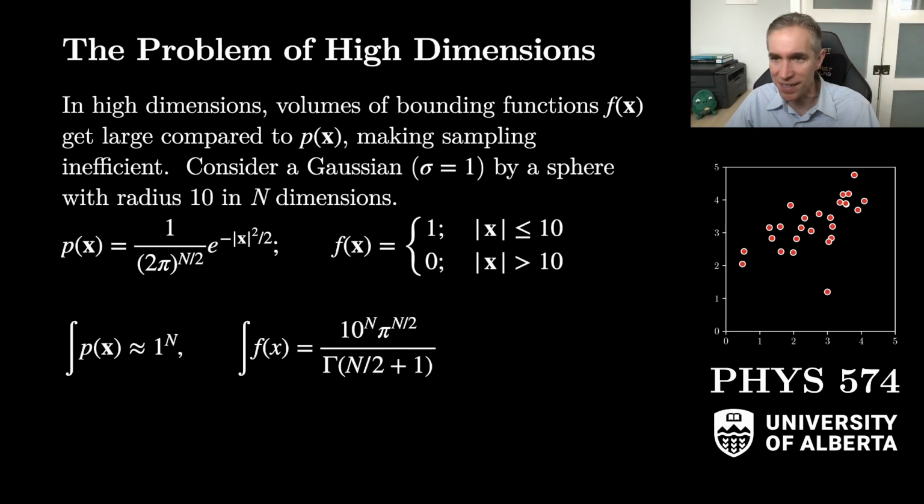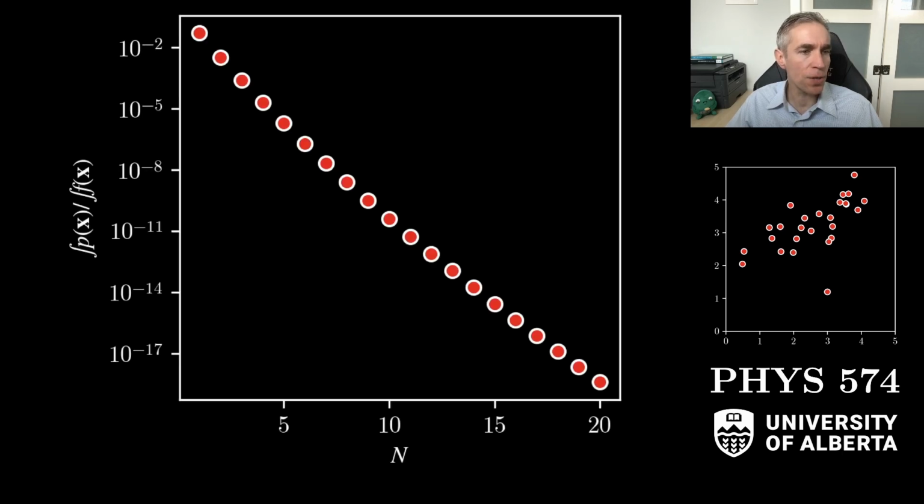I remember seeing it in statistical mechanics. Maybe you've seen it before as well. And we want to consider the ratio of the PDF volume in n dimensions to the volume of the bounding function, the sphere of radius 10 in n dimensions. And that's shown here.